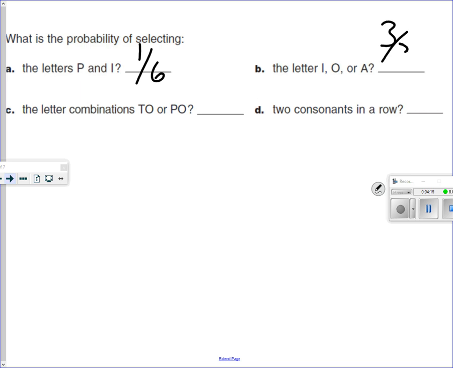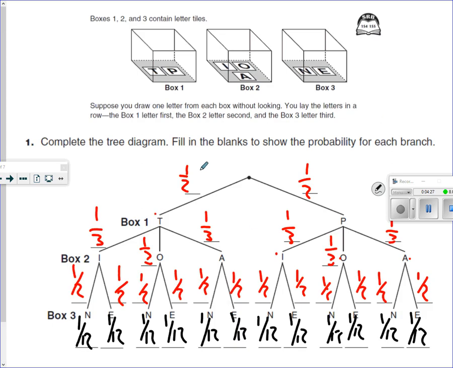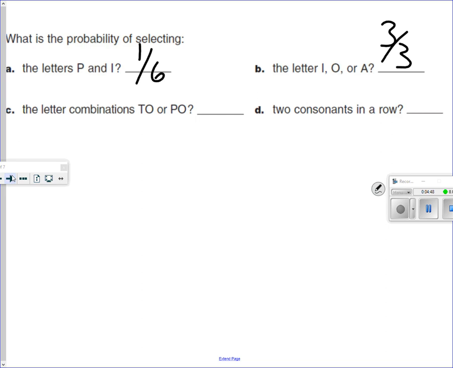Okay, let's look at the next one. The letter combinations of TO or PO. Well, let's take a look here. TO, so we have this one and this one, or PO. TO or PO. Okay, if I get a TO, I get a 1/2 times 1/3, and a PO is a 1/2 times 1/3. So TO would be a 1/6. PO would be a 1/6. But if I add these two options up, I'd get a 2/6 because I can either have this one or this one. So my option's 2/6, but I'm not going to leave it as 2/6. I'm going to reduce it down to 1/3.